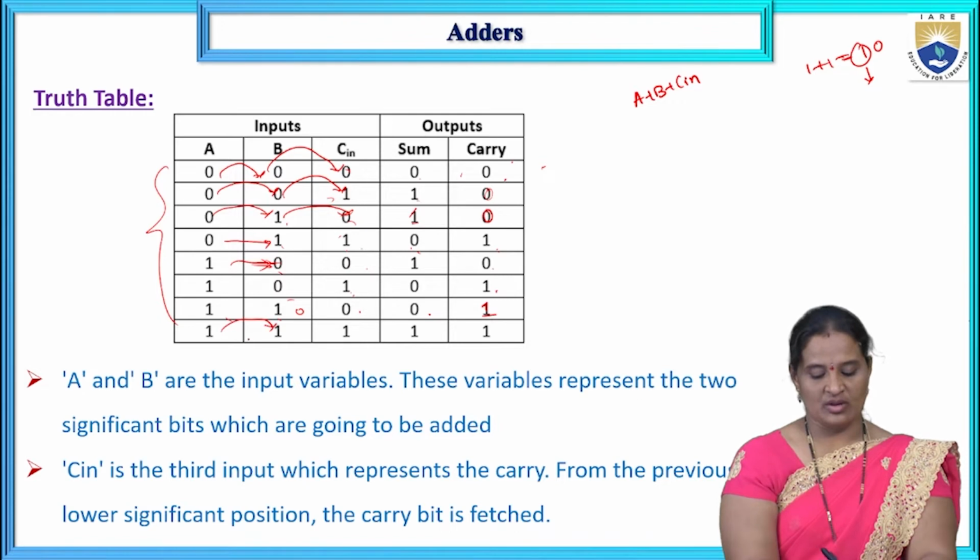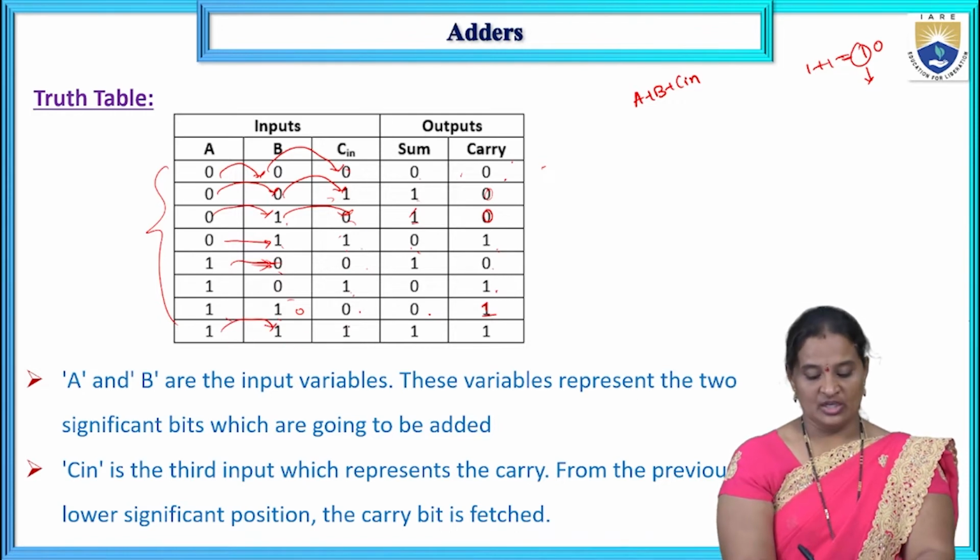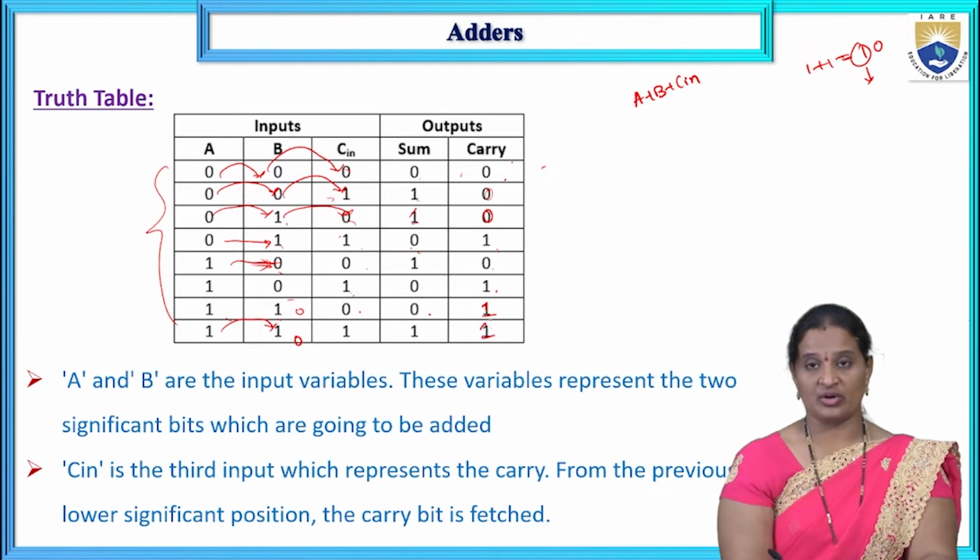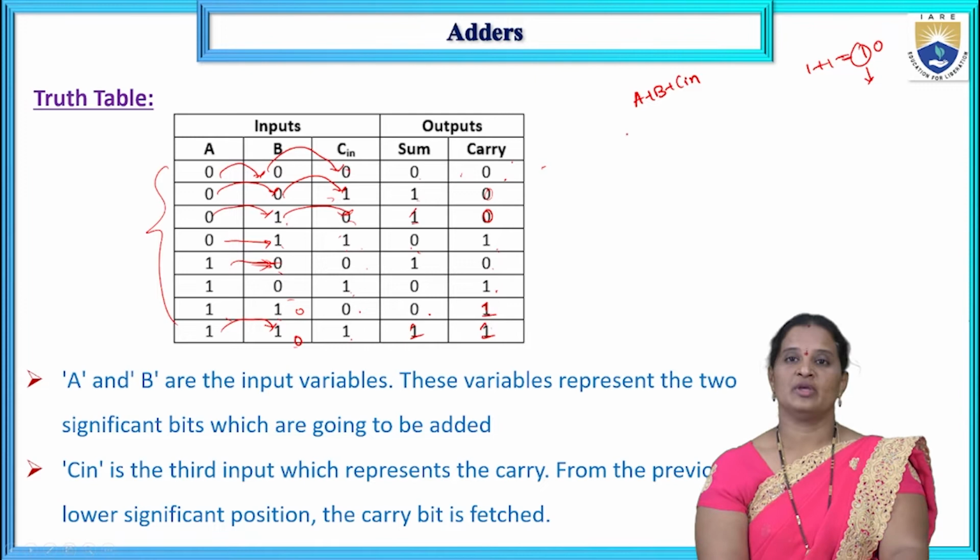Now coming to this one, 1 plus 1 is 0 with a carry 1. So 0 with a carry 1. So I made the carry output as 1. So 0 plus 1 is 1. So this is the truth table.